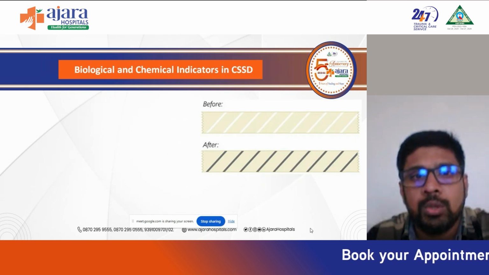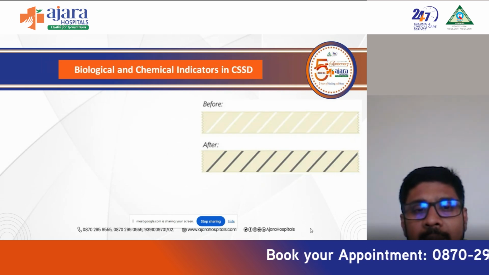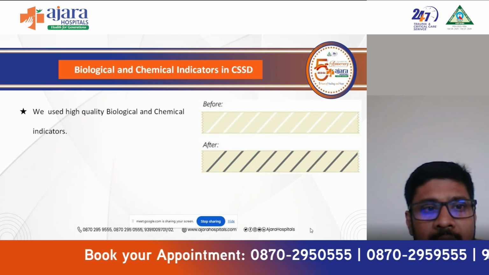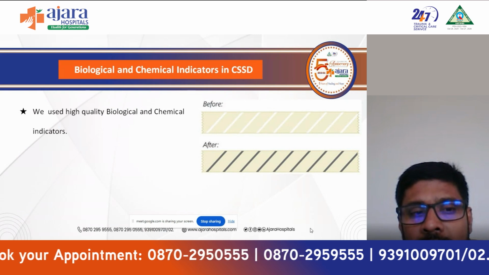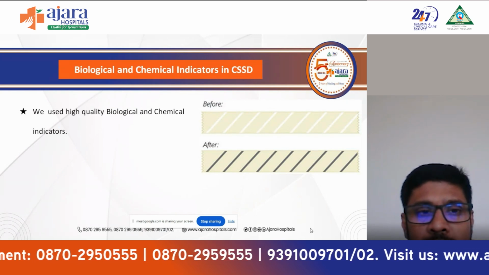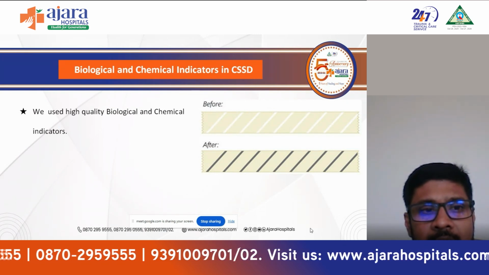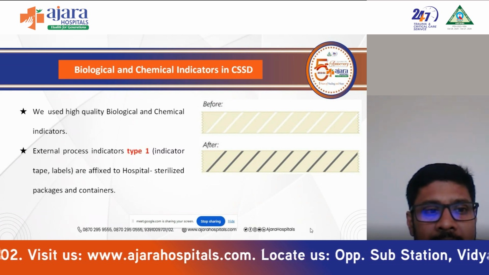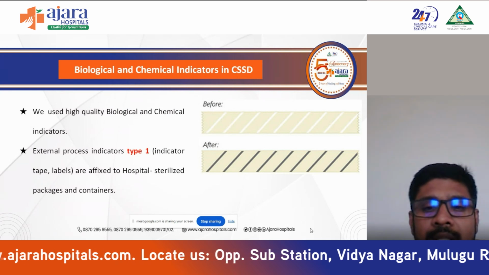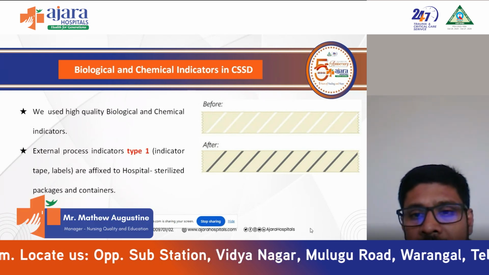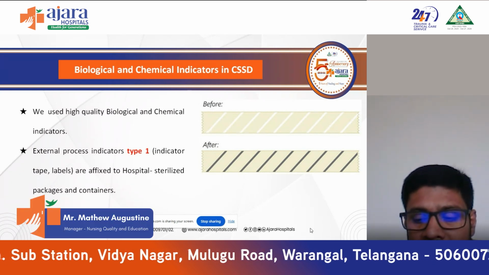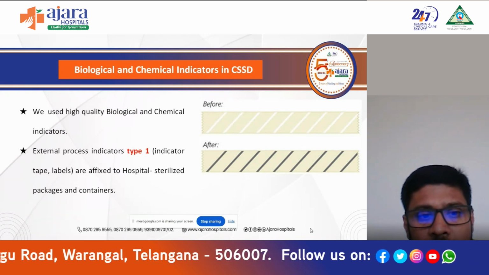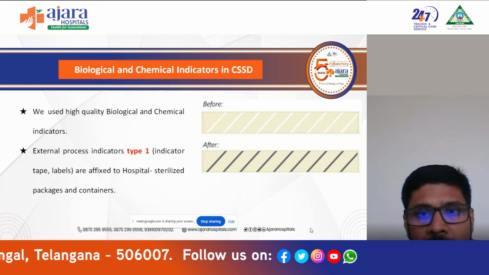And we'll move on to the biological and chemical indicators used in the CSSD. We need to use high quality biological and chemical indicators to check the validation of the sterilization process. This is one kind of type 1 indicator. It's a tape or label. Before sterilization, the lines are white, and after sterilization they turn black. It indicates that the instrument underwent the proper sterilization process. This is the type 1 indicator.